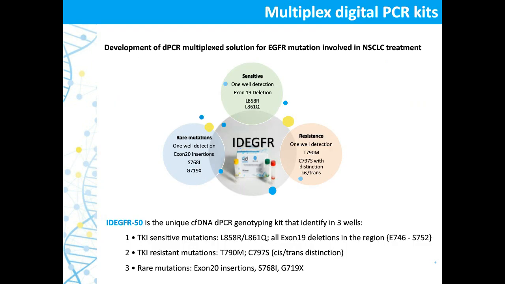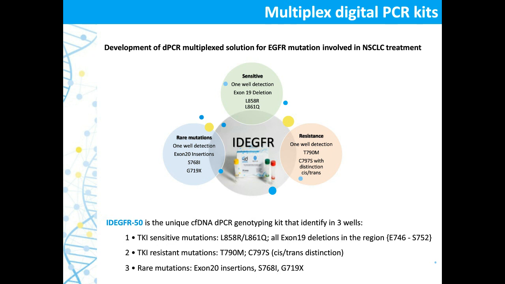So if we continue with the EGFR, we developed an assay called ID EGFR, where you can see in the three reactions almost every mutation that takes place in the EGFR. So sensitive mutations in exon 21 or exon 19, resistance mutations in exon 20, so the T790M and the C797S. And for these mutations, we are able to discriminate between the cis and trans compared to the T790M.